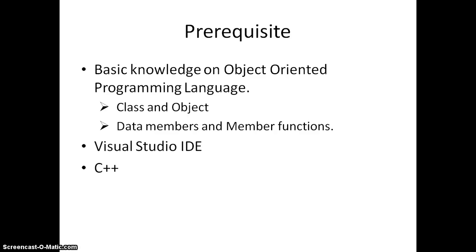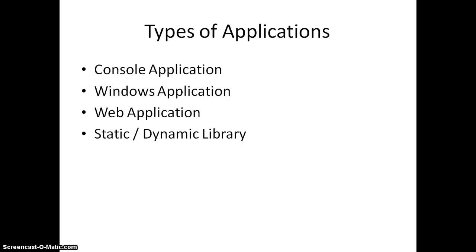So prerequisite to develop a simple calculator is the knowledge of object-oriented programming, class, object, data members and member functions. So if you have knowledge of C++, it's more than enough. Then how to use Visual Studio, because we are going to use the IDE Visual Studio to develop a simple calculator Windows application. So what are the different types of applications we have?